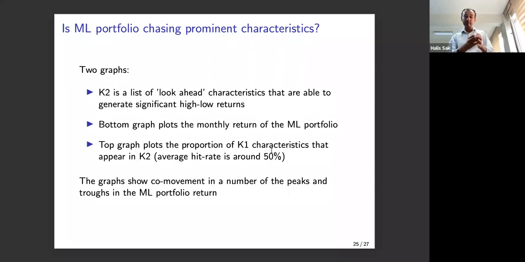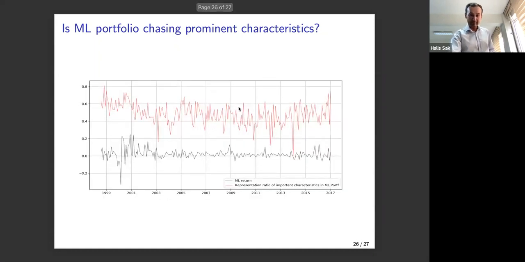If that is the case, what should we observe? We should be observing a high machine learning performance, isn't it? And this is what we are trying to understand. If you look at the graph, we see there is a co-movement in the peaks and troughs in the machine learning portfolio return. When the representation ratio is increasing, we observe an increase in machine learning portfolio return, and when the ratio is decreasing, we observe a decrease. So machine learning is doing a really good job at finding the correct characteristics at the right time. This is basically about time variation.